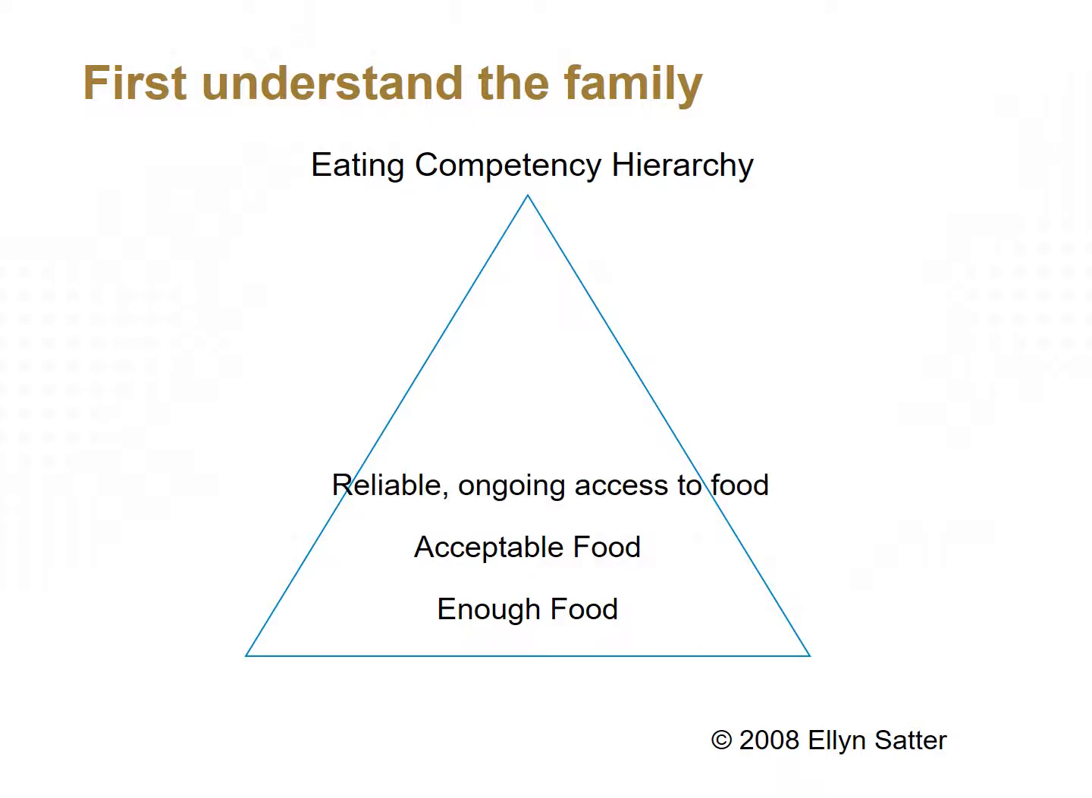Next is reliable, ongoing access to food. Having reliable access to acceptable food. Someone even described this as having food security, not just today, but also tomorrow and in the future. Tell me about your family's schedule around eating. Do you get hungry between meals and snacks? Are there typical times that your family eats?